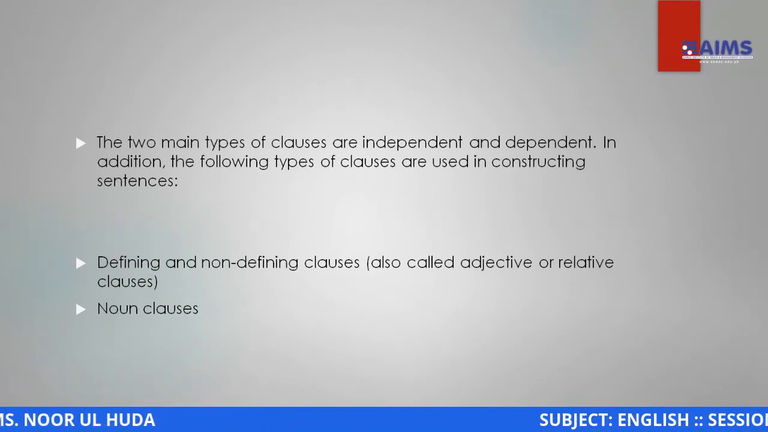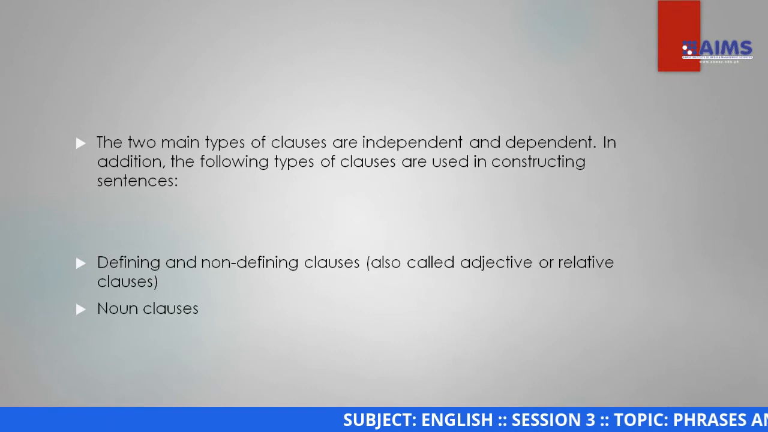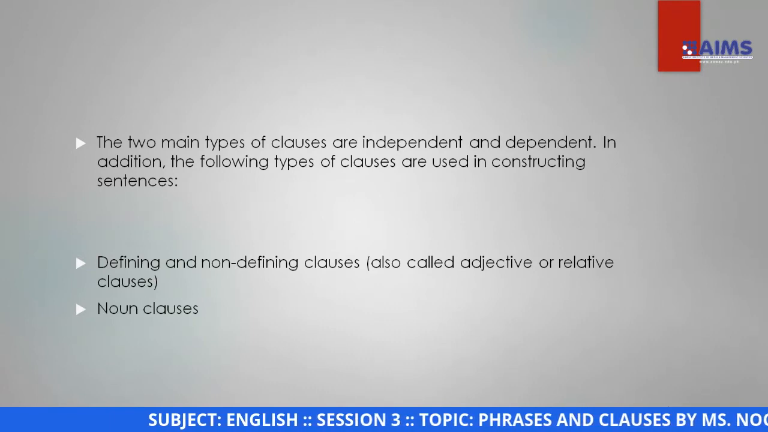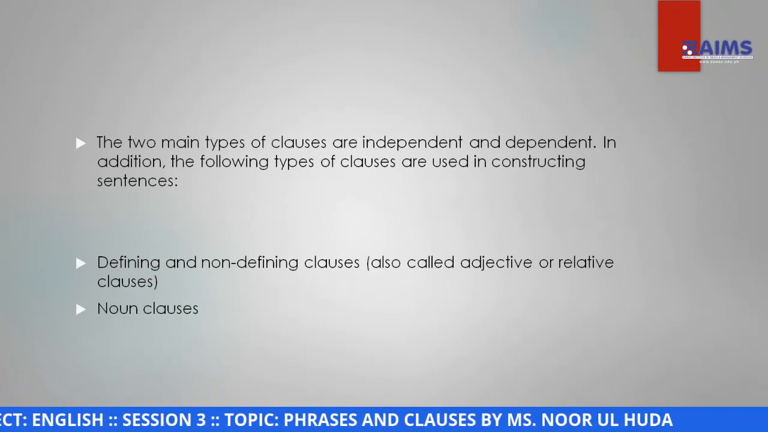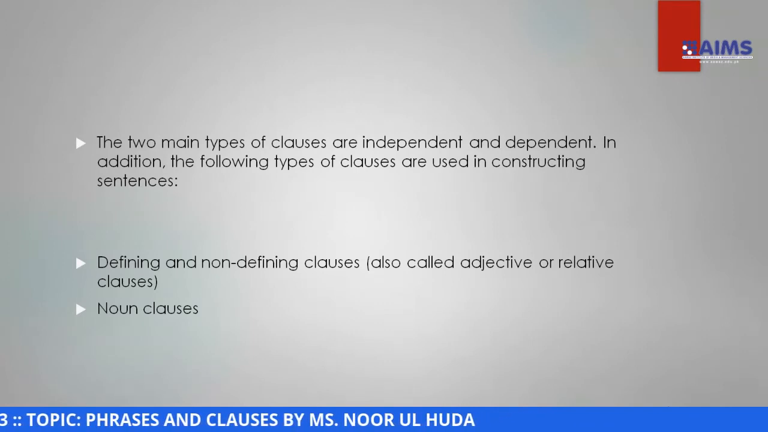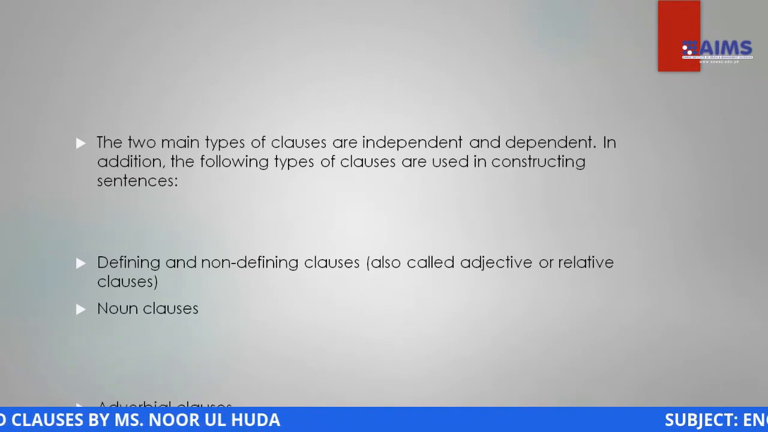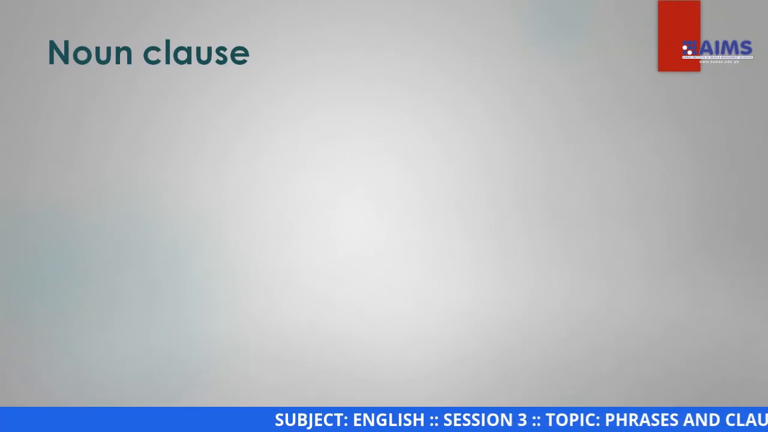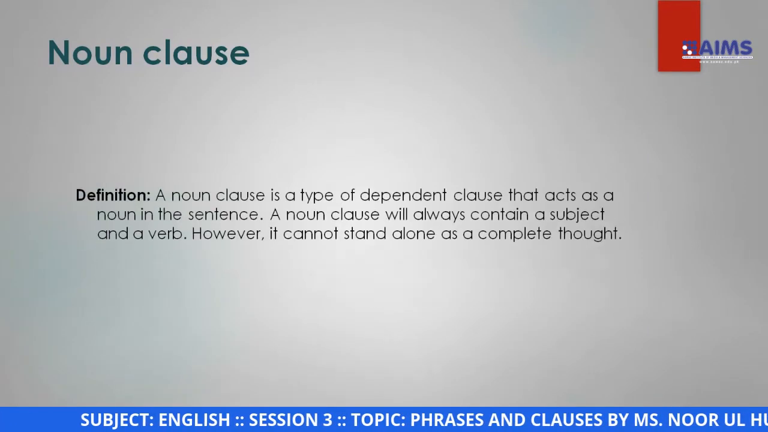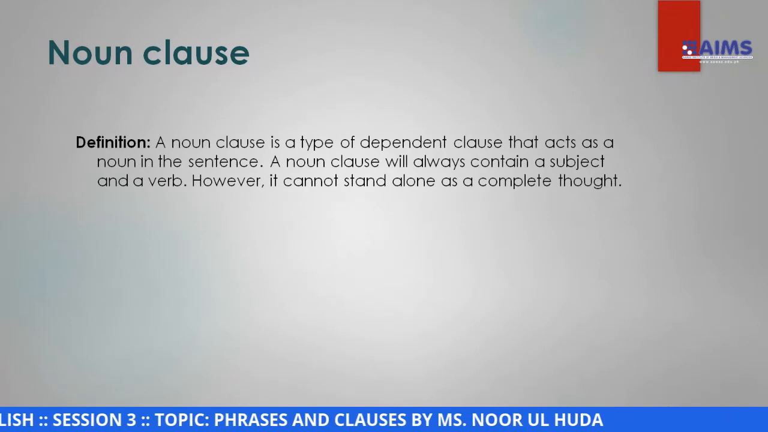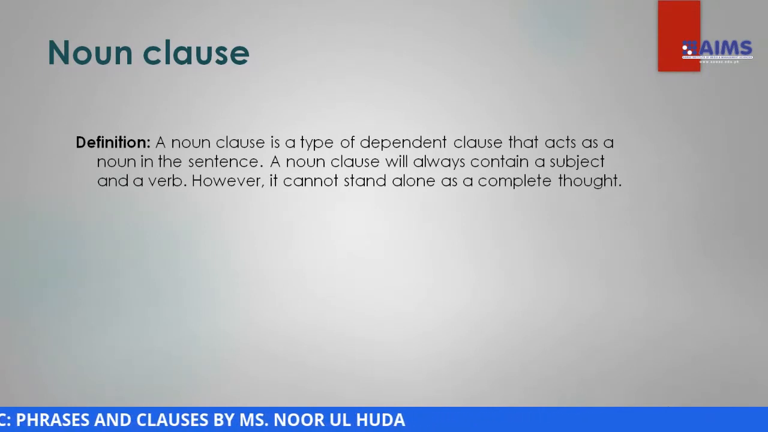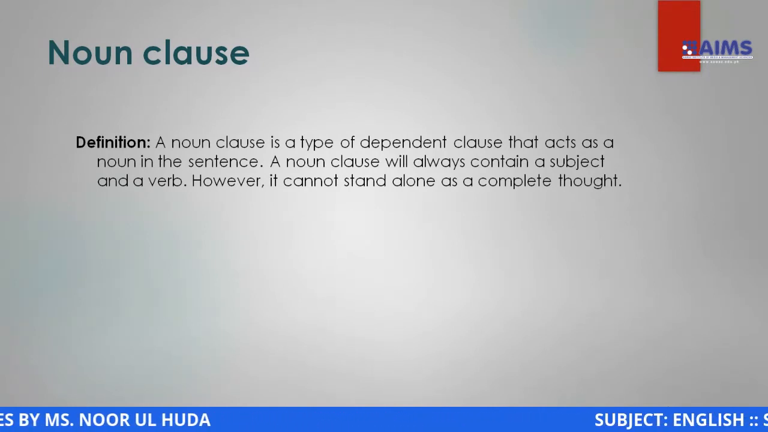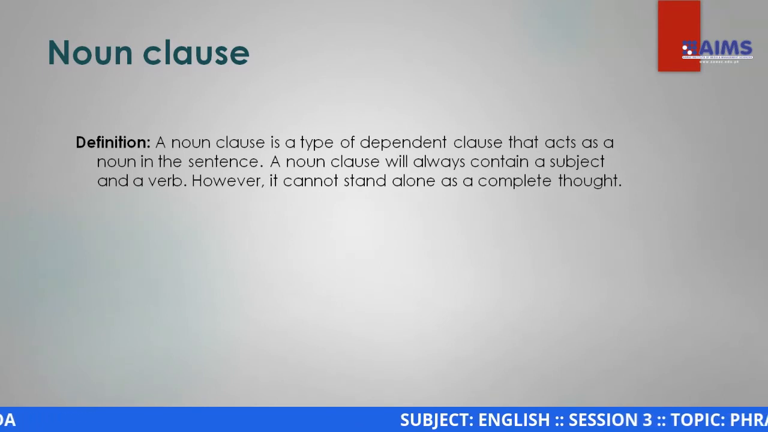Okay, the other types of clauses are defining and non-defining. They are also called adjective and relative clauses, and then the noun clauses and adverbial clauses. These are the main three types, and now we are going to elaborate on them. Noun clause. A noun clause is a type of dependent clause that acts as a noun in the sentence.